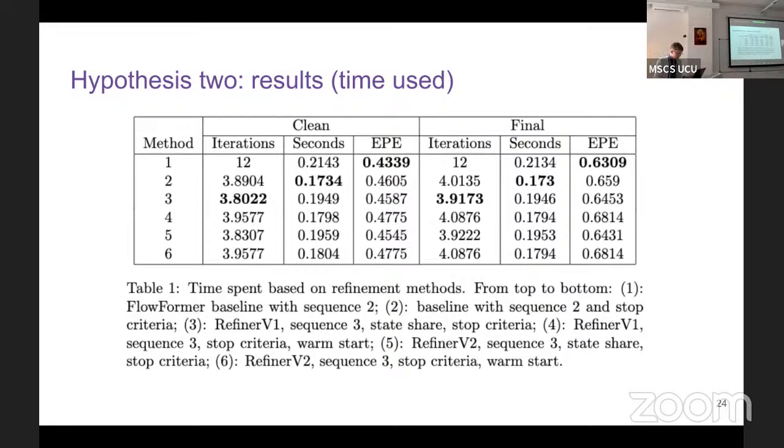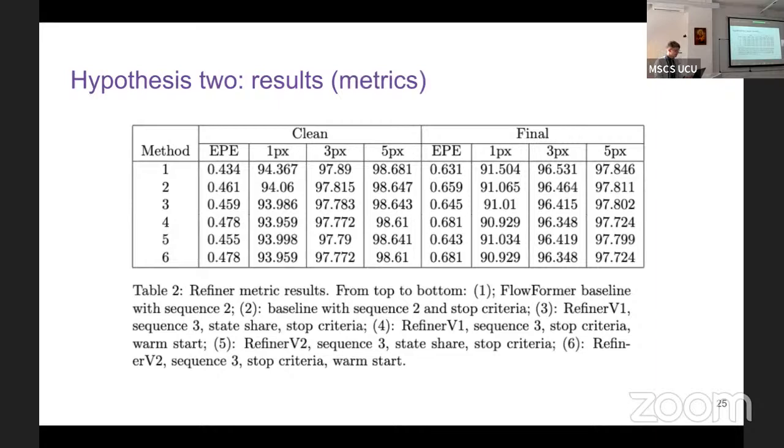I would say that our system accepts this hypothesis, but EPE is a little bit large for us. It's not as good as the base model of FlowFormer, and that's because of the small number of iterations. When we have a lot of iterations, it refines the system and adds good details to it, and when we reduce it to 3.8, we remove this.